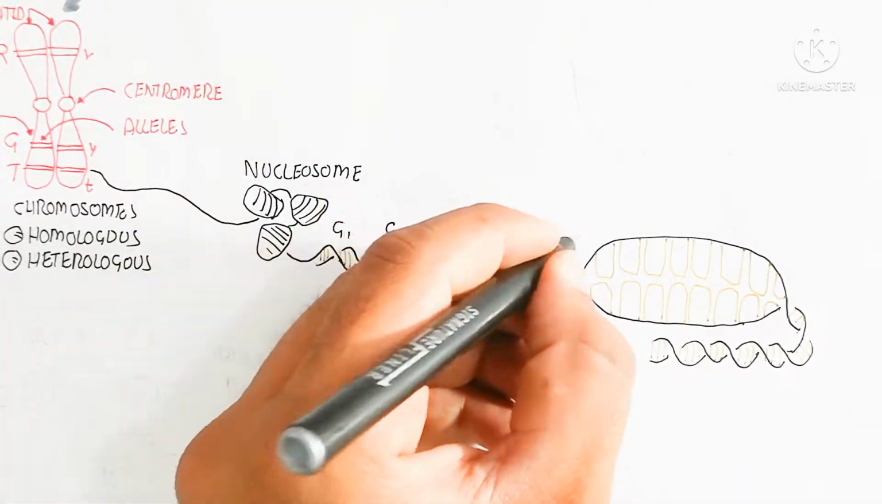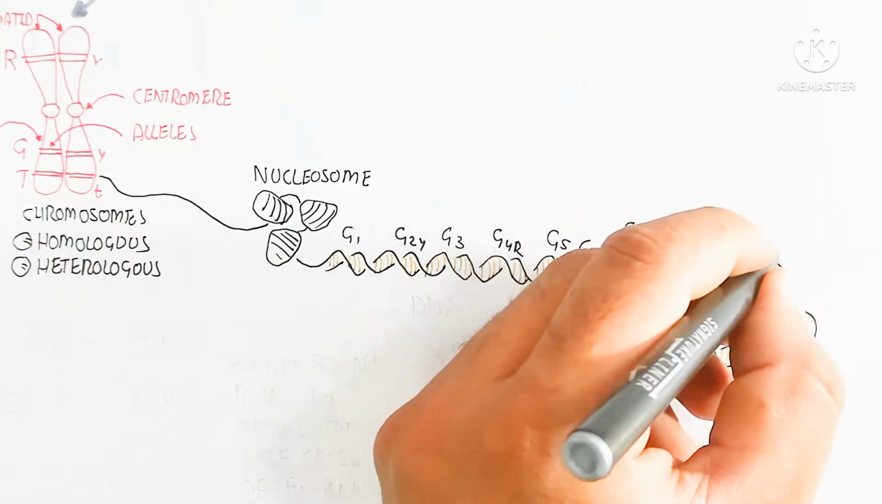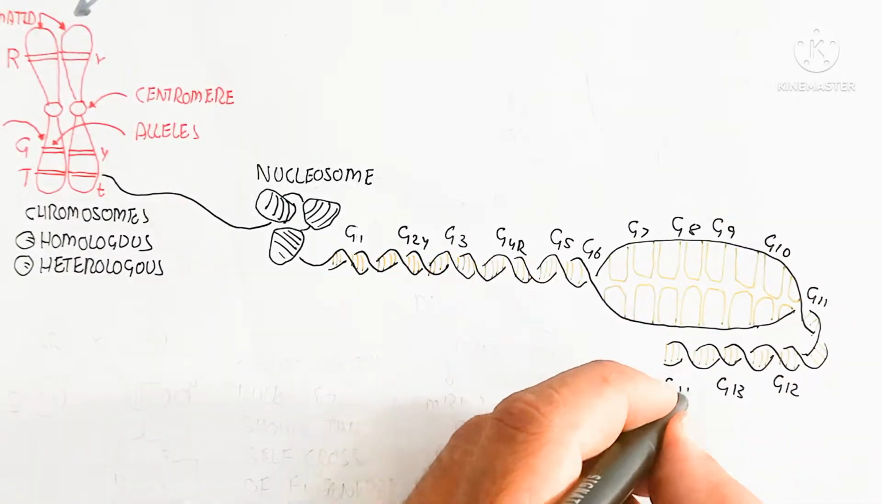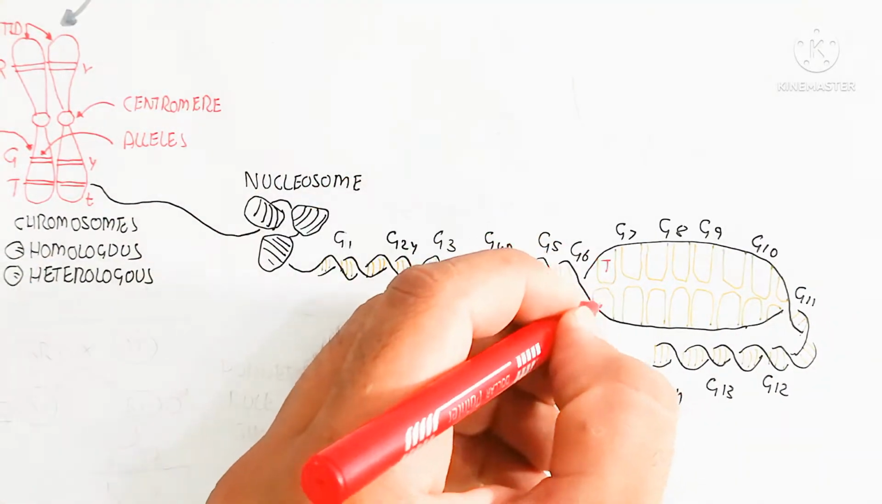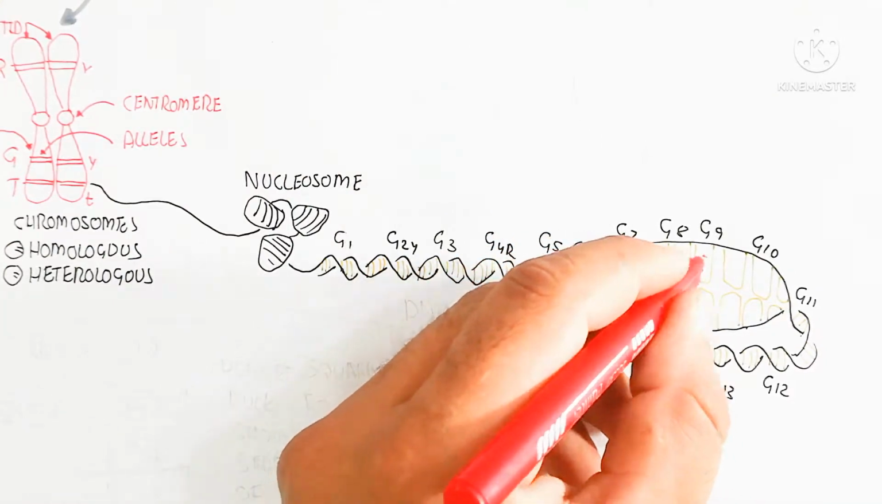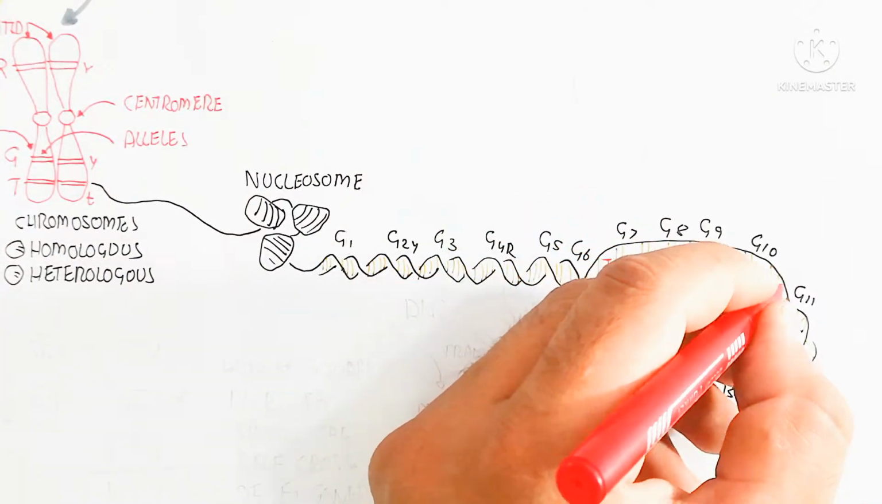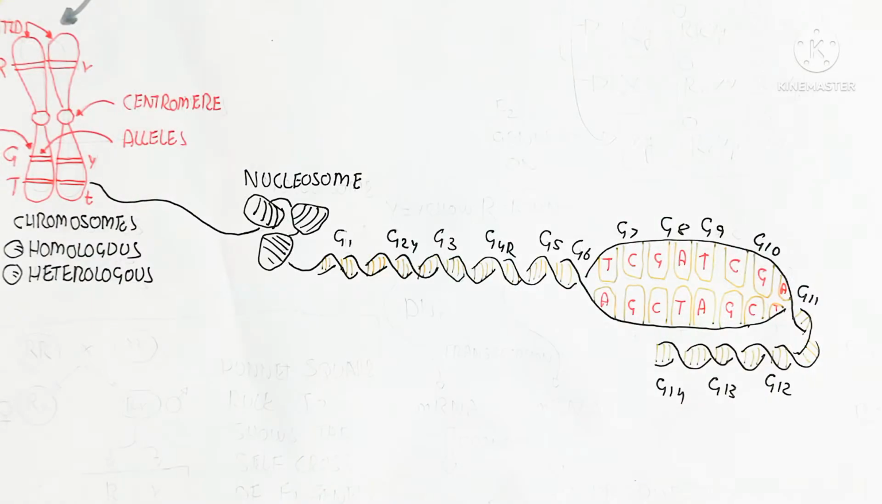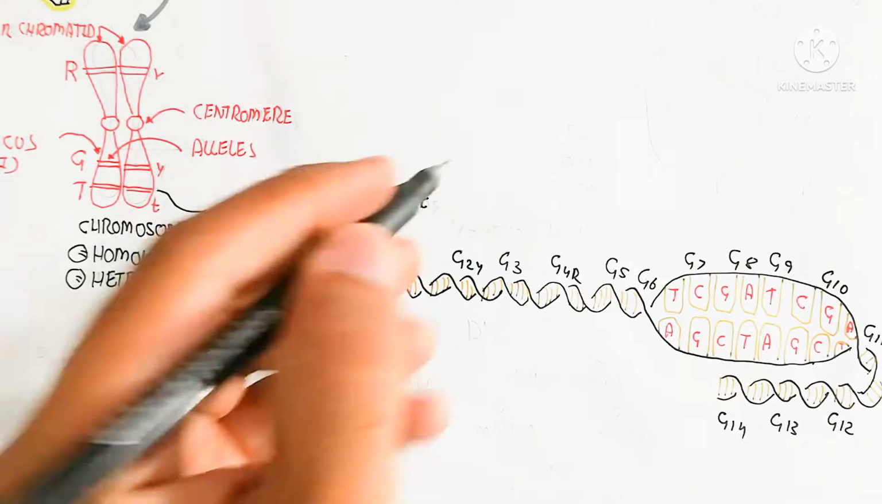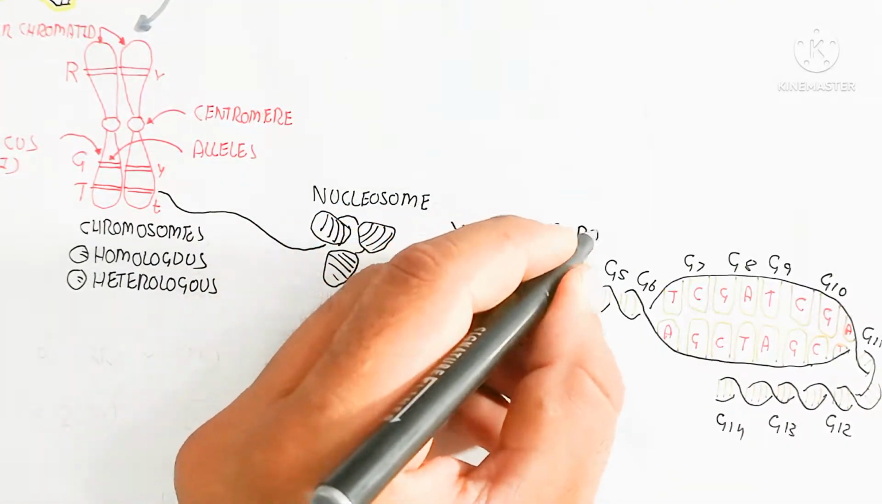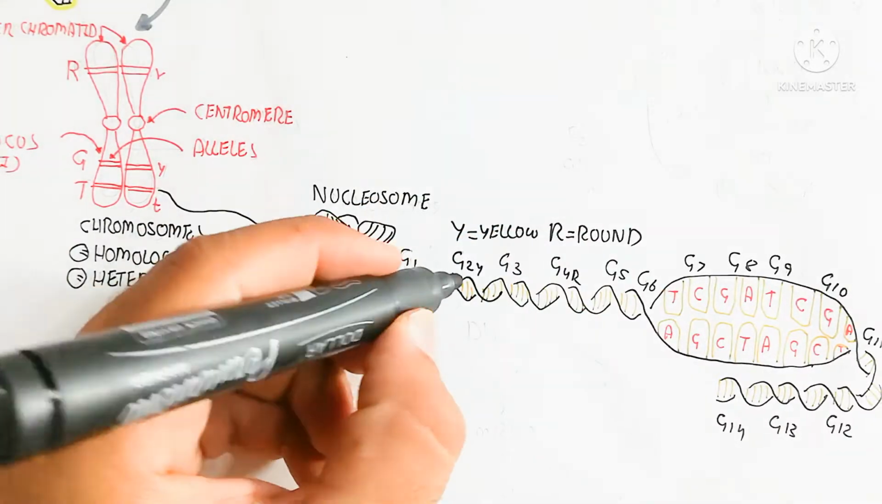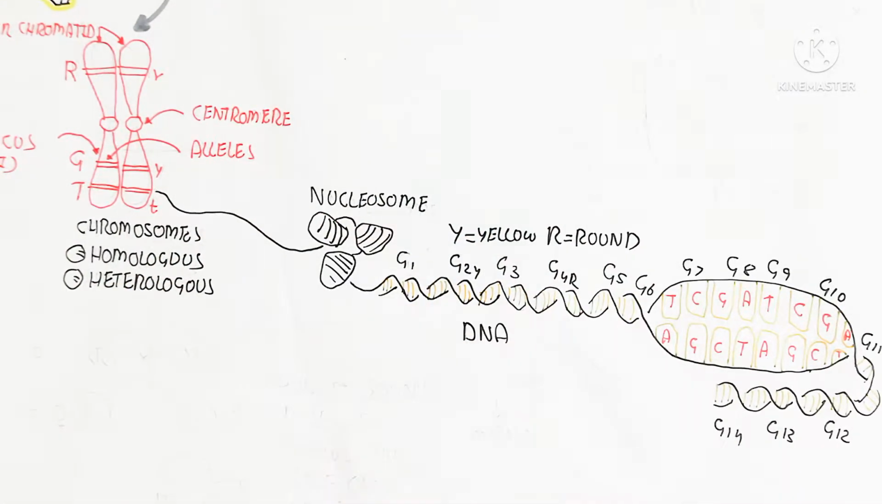Locus means a single position. So green and yellow and tall and small are shown with small t and capital T, and capital G is green and Y is the yellow color, while round and wrinkle are shown on the basis of capital letter and small letter.